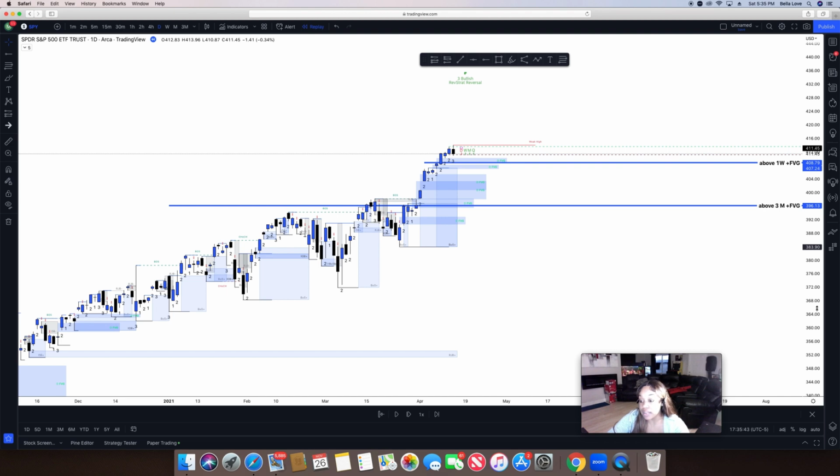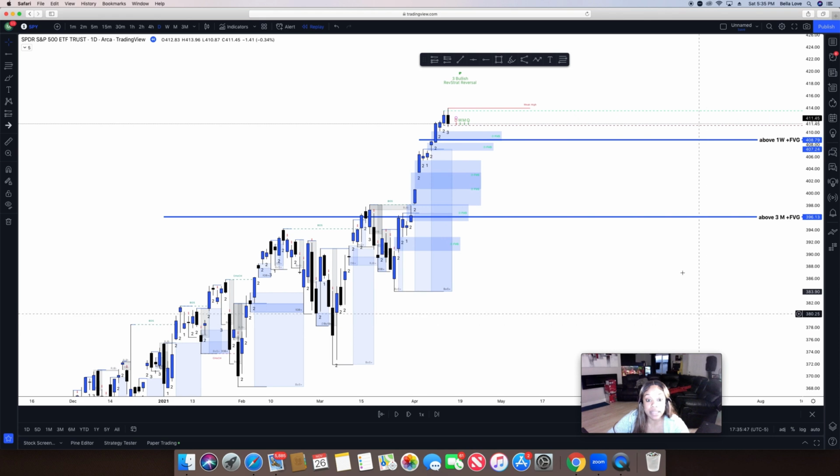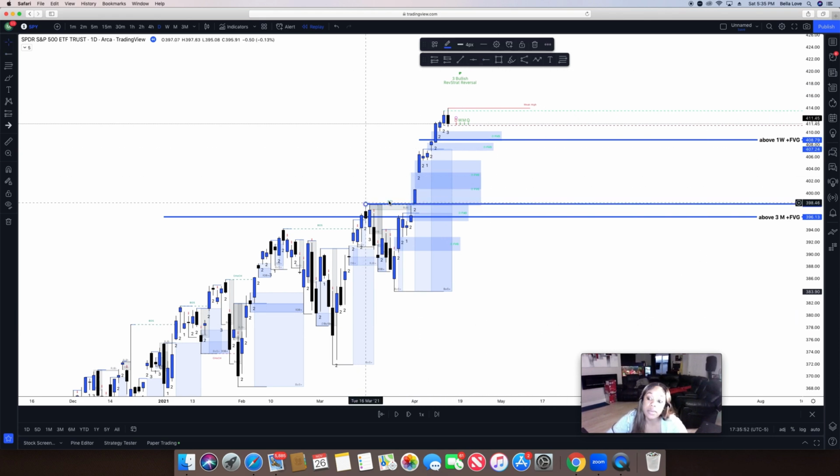Now, what I do see in the market is that buy side liquidity has already been taken out. So buy side liquidity was pretty much taken out from this swing high up here. So the market can be shorted back down into these displacements. Now, I do see a bearish candle right here, but I need a little bit more confirmation.